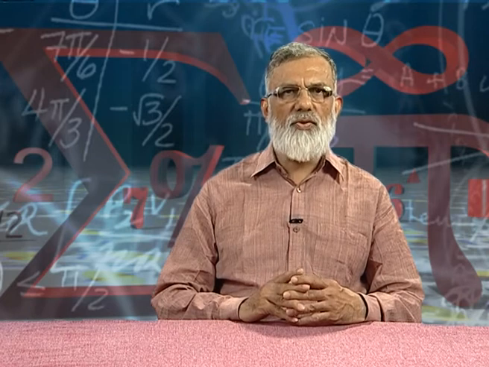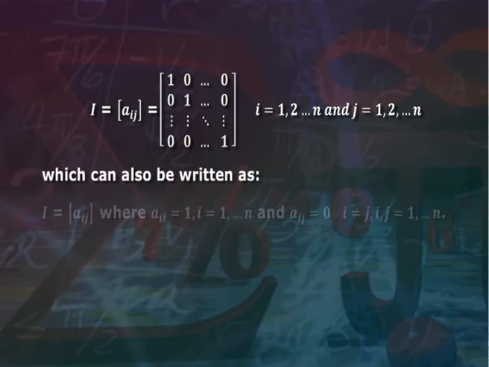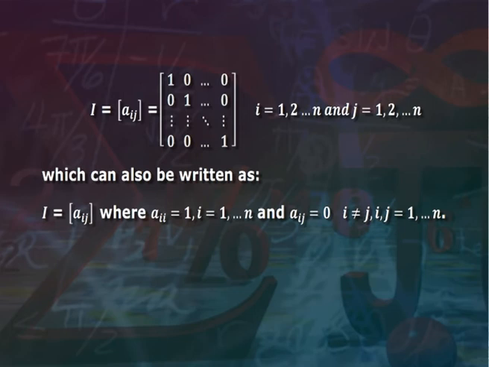This matrix is usually denoted by I, that is, I is equal to [aij], with 1, 0 up to 0; 0, 1 up to 0; up to 0, 0 up to 1, for i equal to 1, 2 up to n and j equal to 1, 2 up to n. It can also be written as I equals [aij], where aii equals 1 for i equal to 1 up to n, and aij equals 0 for i not equal to j, i and j from 1 to n.